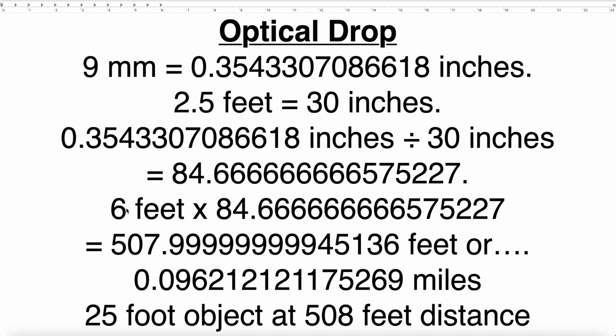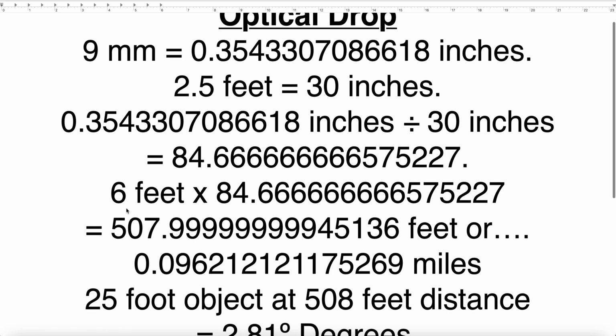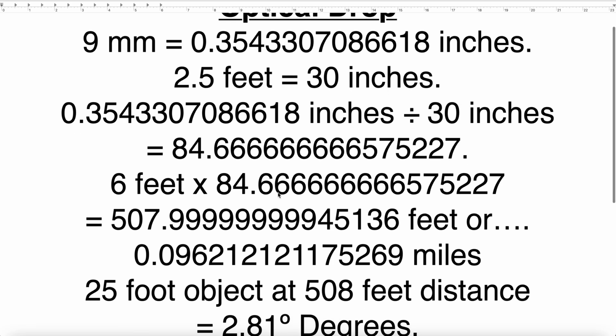So if I say my observer height is 6 feet above the water, and I multiply my observer height by 84.66, I'll get 507.9 feet, or 0.096 of a mile.